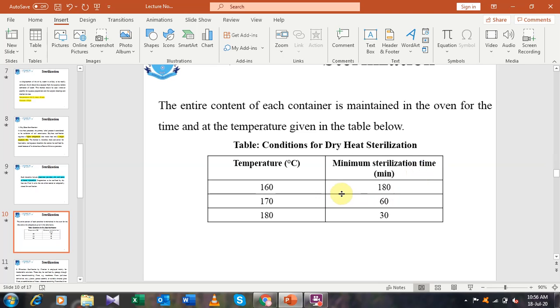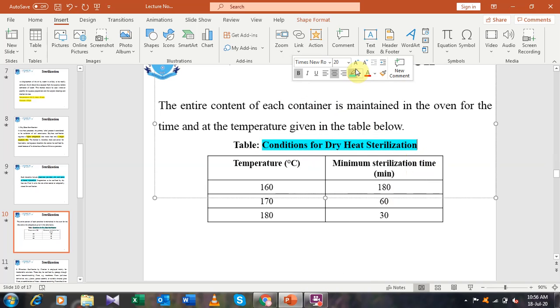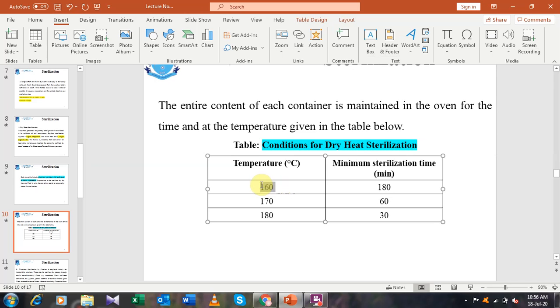You can see in this table the conditions for dry heat sterilization. In the column for temperature, and the next column, the minimum sterilization time. These are the two parameters. You can see from top to bottom that the temperature is 160 degrees centigrade, and the minimum sterilization time that should be kept, in this case, is 180 minutes.